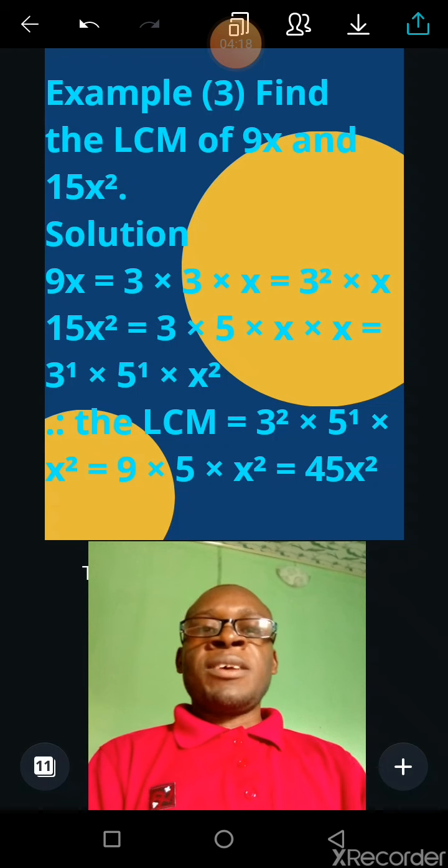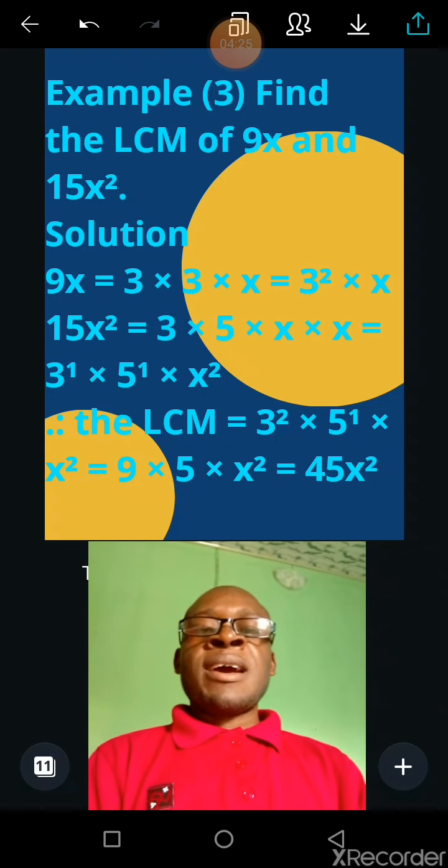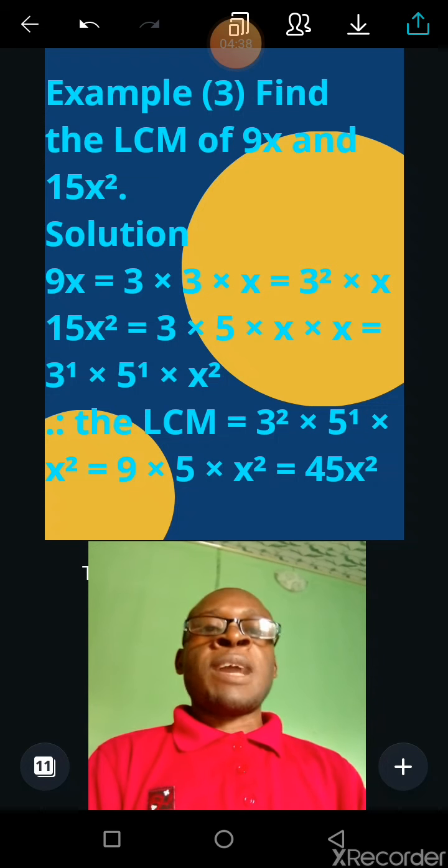We still do the same thing here. We have to start dividing with the least factor. So for 9x, we have 3. 3 divides 9x to give us 3x. We divide again with 3, we have x. We now divide with x, we have 1. So the factors are 3 times 3 times x, which is equal to 3 raised to the power 2 times x.